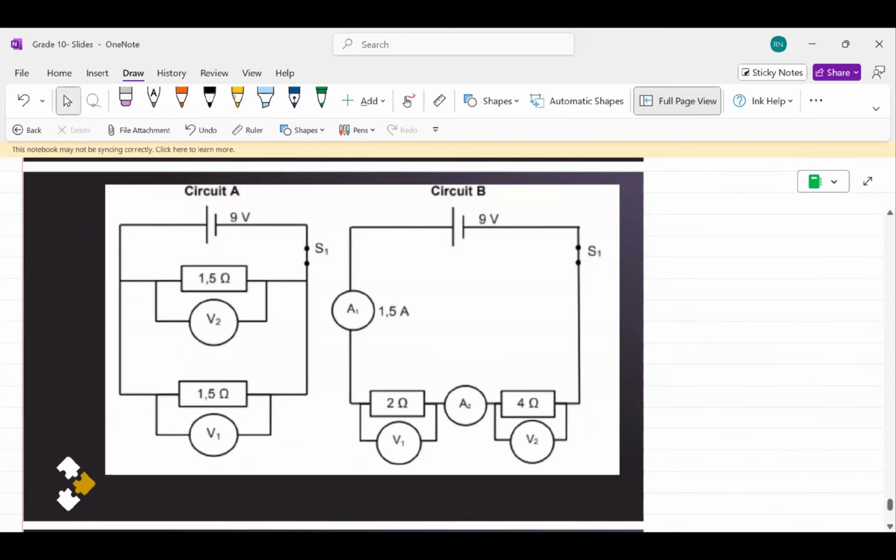This one is just a quiz to see who is paying attention. Which one is the series circuit and which one is the parallel circuit here? You guys can put it in the chat. I'll give you 30 seconds. Which one is the parallel circuit and which one is the series circuit?